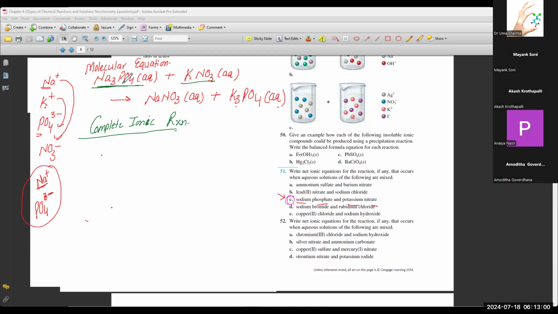So let's balance it. There are 3 sodiums. I need 3 here. There are 3 potassiums. I need 3. Balanced. Now, write the complete ionic reaction. You know who all are strong electrolytes. All ions are listed here. So it's not difficult. There are 3 sodiums, Mayank. So write 3 Na plus. This 3 will come in front. Identify the spectator ions.